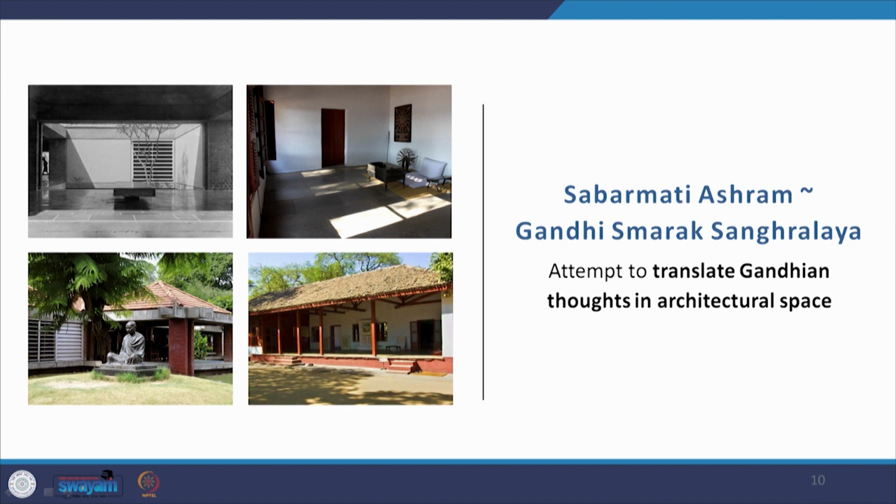So this is an attempt to translate Gandhian thought into architectural space. If you look at, for example, Gandhiji's room in the Sabarmati Ashram and compare it with the spaces within the Sangrahalaya, they are as minimal and frugal as his own personal space was. The way the form has evolved is also drawing on the pyramidal roof form of the Sabarmati Ashram. As you can see, this is a pyramidal roof form, and the Smarak Sangrahalaya also draws from a similar roof form.